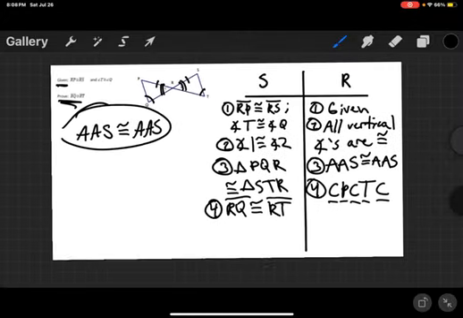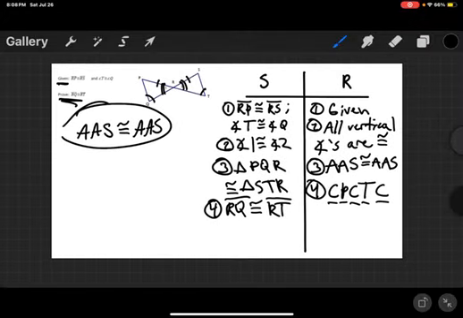So yep, that was this geometry proof. It's not too difficult or anything. Hope you guys have a better understanding of how to do geometry proofs like this.